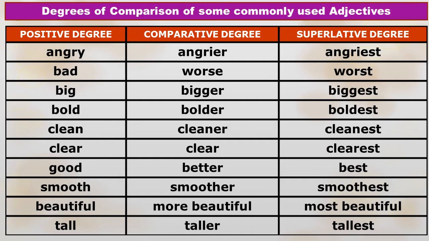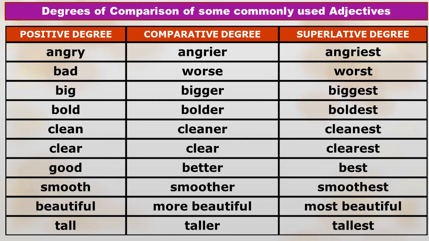Now when it comes to individual adjectives, word wise, if we are given a particular word in positive degree and we are asked to make its comparative degree or the superlative degree, it is easier, as you can see on the screen, like angry, angrier, angriest, bad, worse, worst, beautiful, more beautiful, most beautiful, etc.